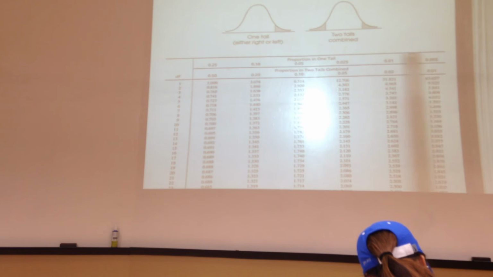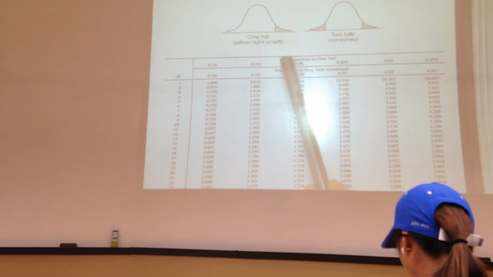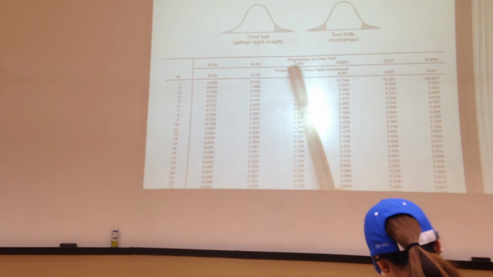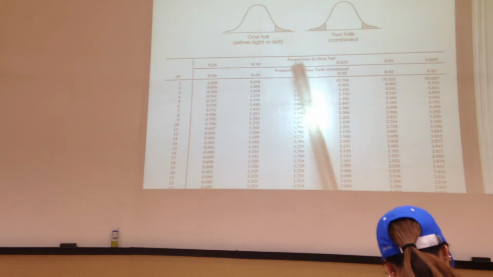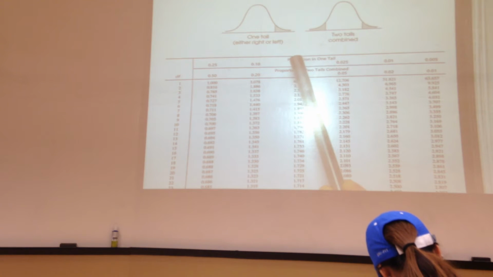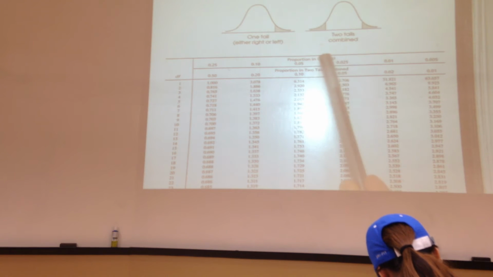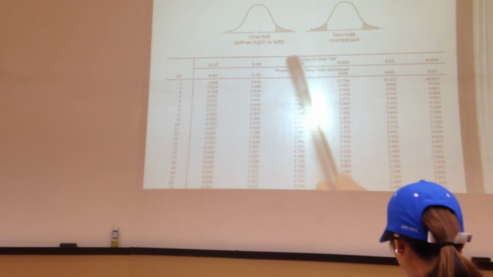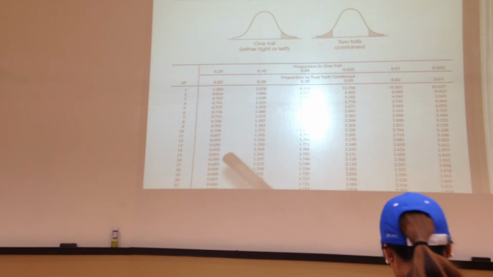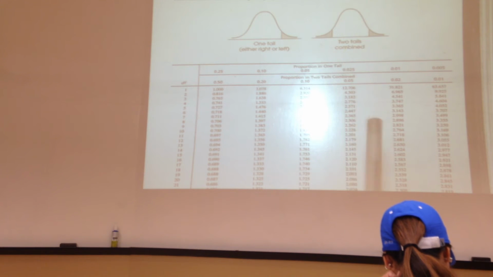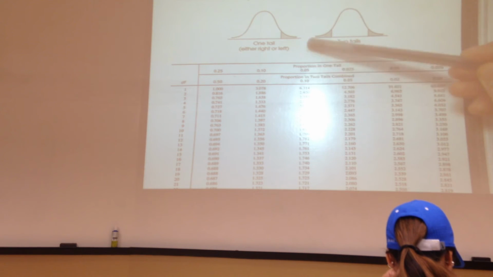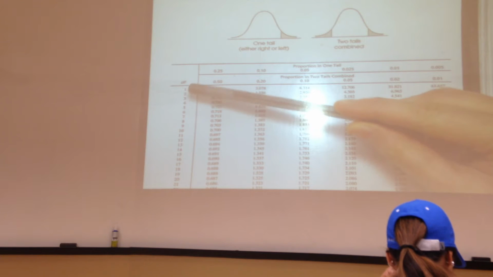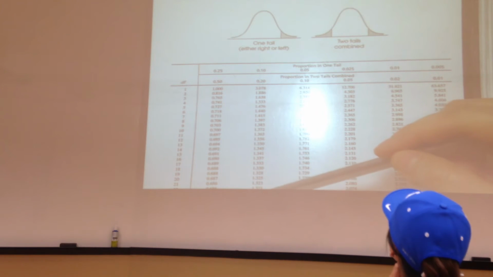Because if, for example, I have an alpha of 0.05, I could need this one, or I could need this one. Because both of those are 0.05, I have to know which one I need to use. In the case of this study, which one do I need? The top or the bottom? Top. The top. This one right here, right? Proportion in one tail, because we're doing a one-tail test. So we know that this is the column we're going to need. Now we have to figure out what row we need.